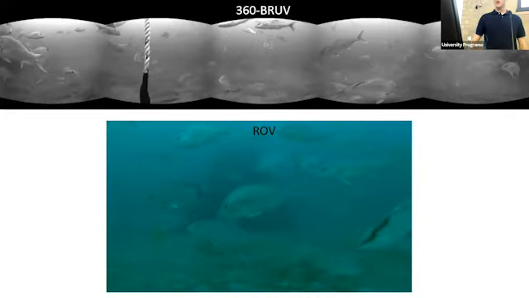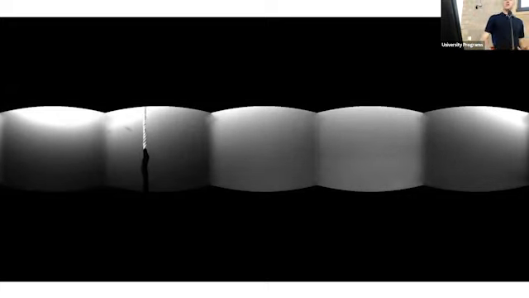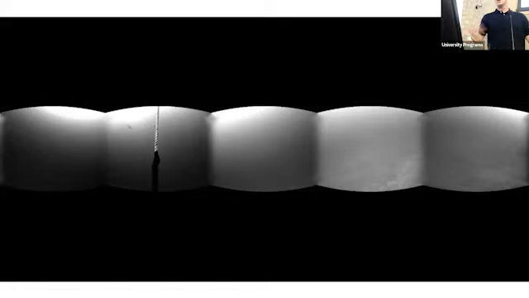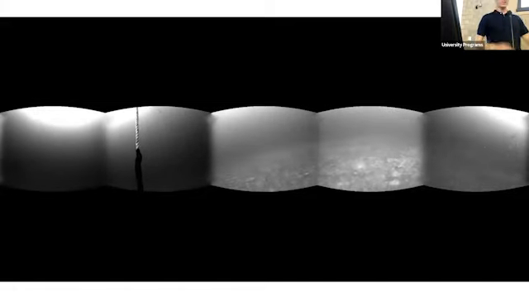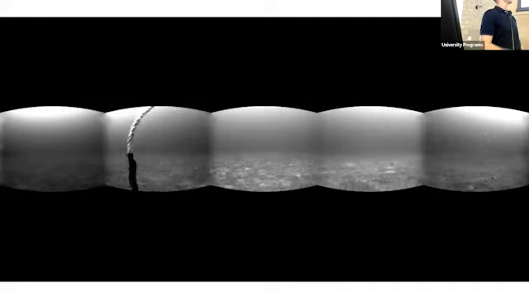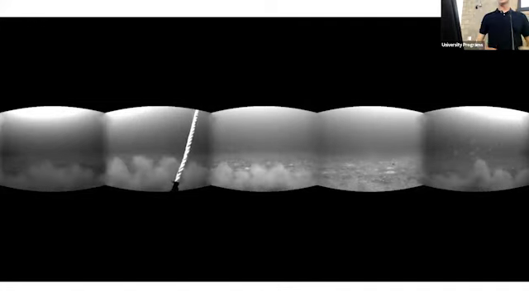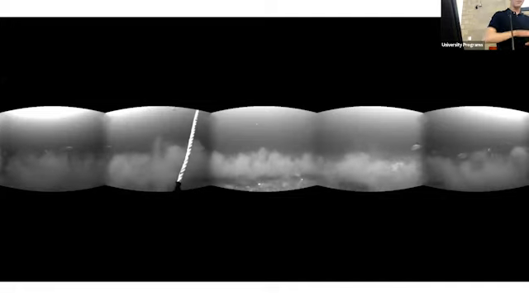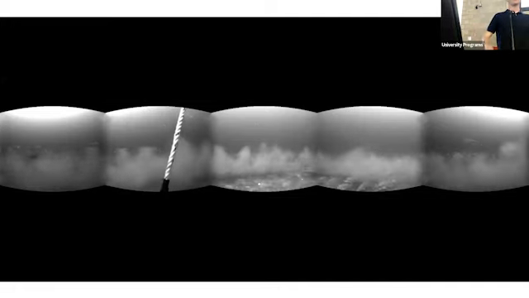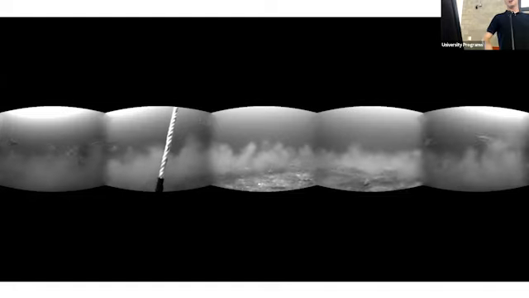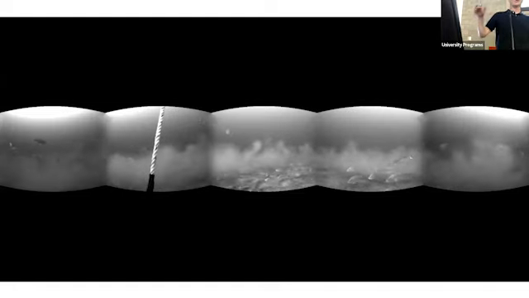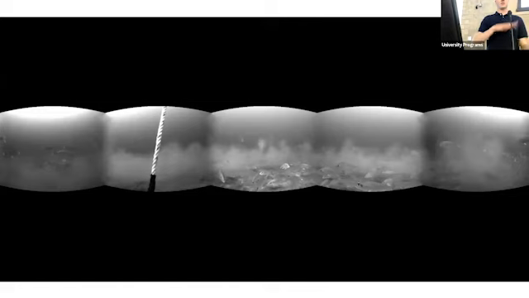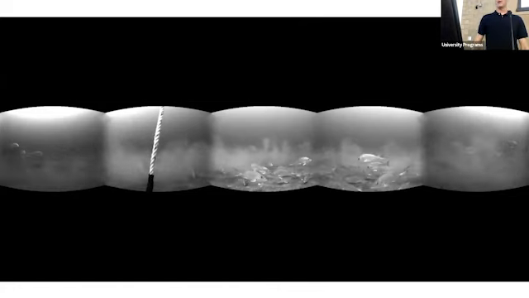The 360 BRUV sinks vertically in the water column, and the movement of the gear actually attracts a lot of types of fish. In this video, you can see a school of red snapper. When they see the 360 BRUV sinking, they swarm towards the camera. The 360 BRUV also hits the bottom. It kicks up sediment, which reduces visibility. And that also stirs up the benthic zone, which makes a lot of fish start swimming around instead of just staying on the bottom.